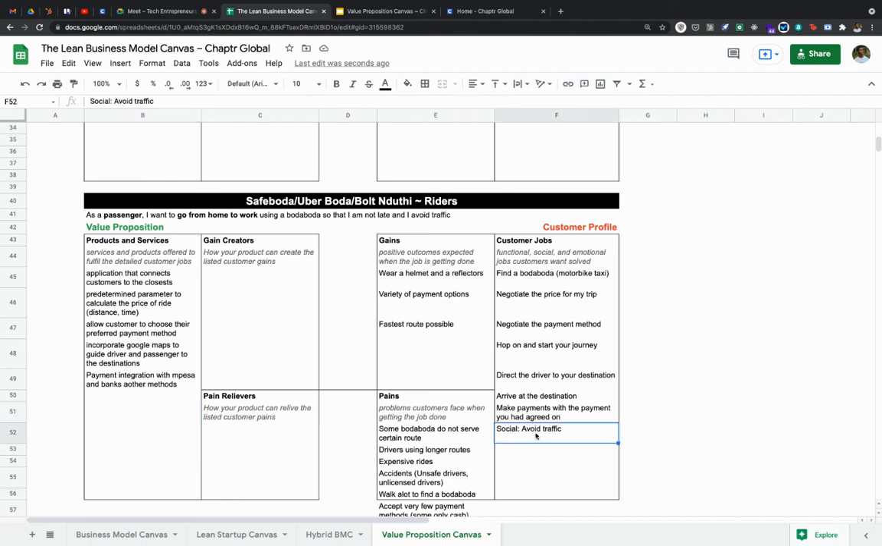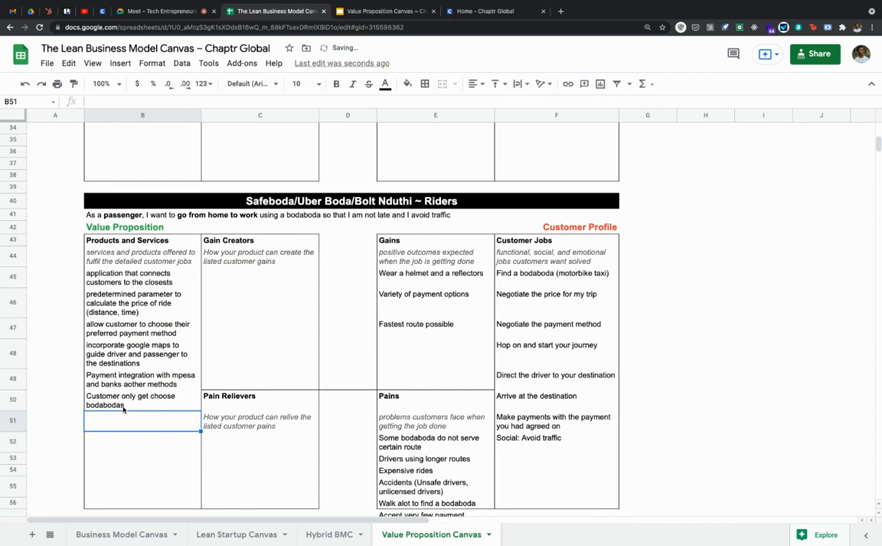The next one, which is avoid traffic, what can we do? I think for avoiding traffic, let's say our service will only be for bodas. So customers only get to choose, let's say, bodas. That could be just a general comment. So it's not necessarily what we'll build, but as we're building our network of drivers, it's going to be drivers who own bodas or motorcycles, right? Awesome.